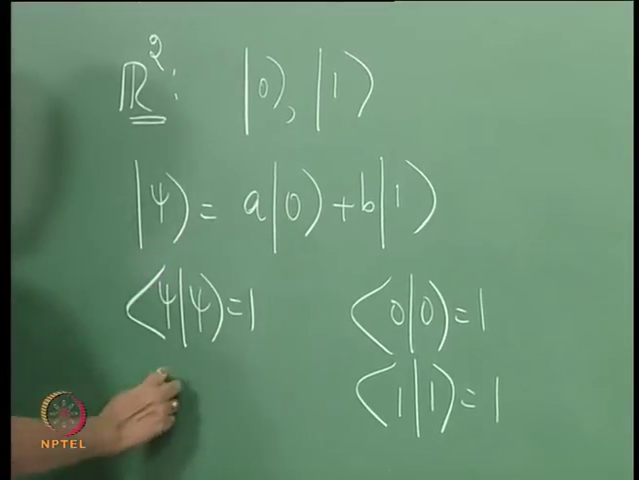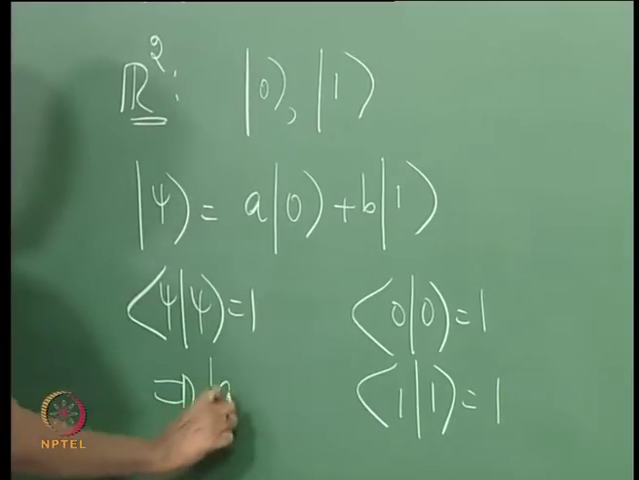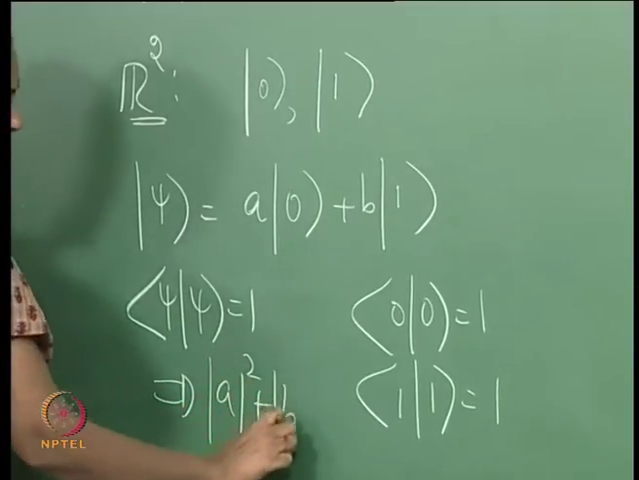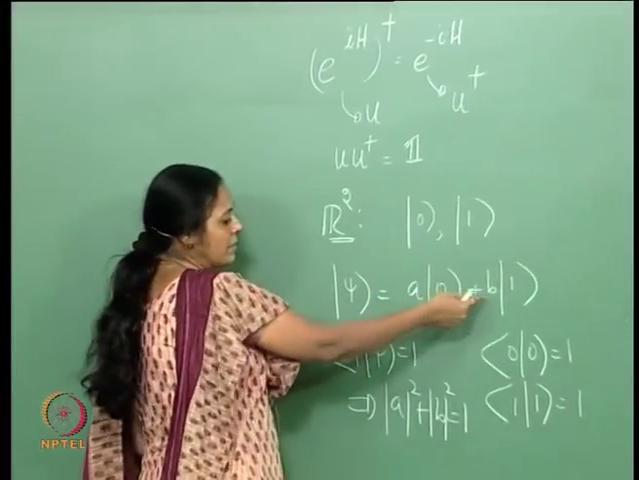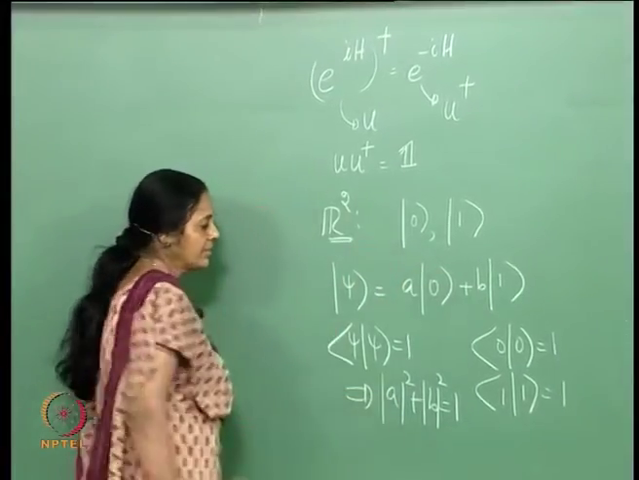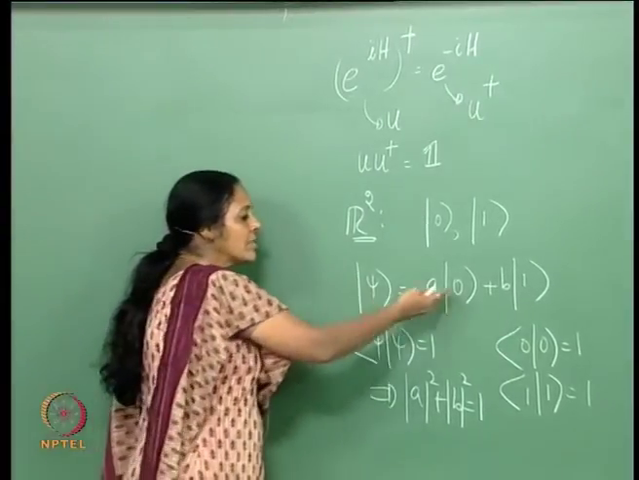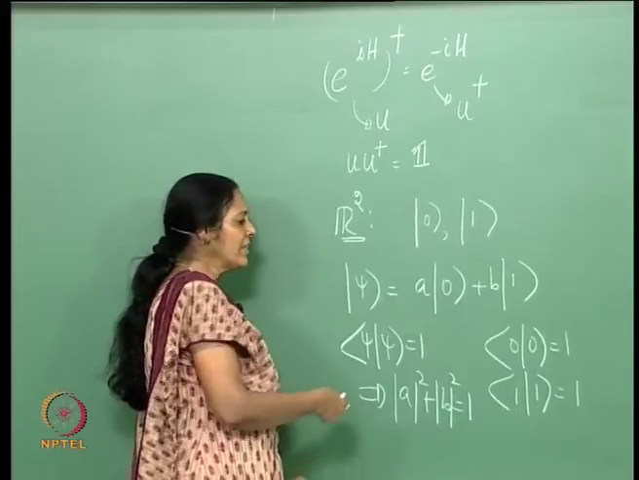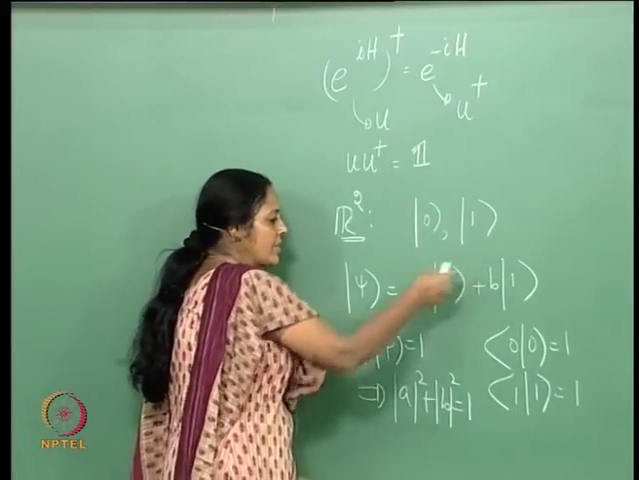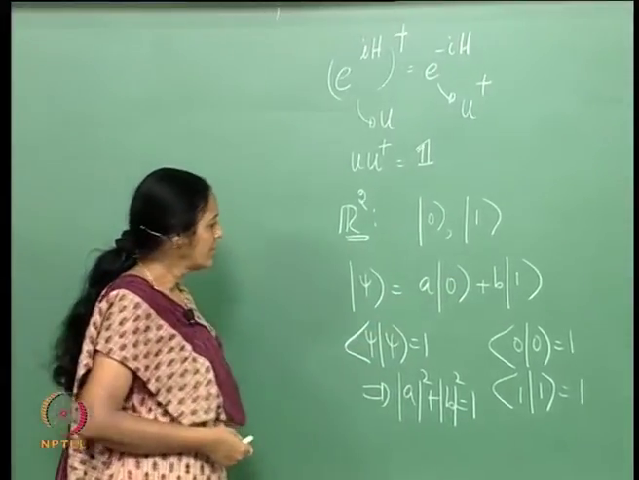it is clear that modulus of A squared plus modulus of B squared is 1, and since A and B could in general be anything, I can form several superpositions. So, several qubits are possible given the basis states ket 0 and ket 1.